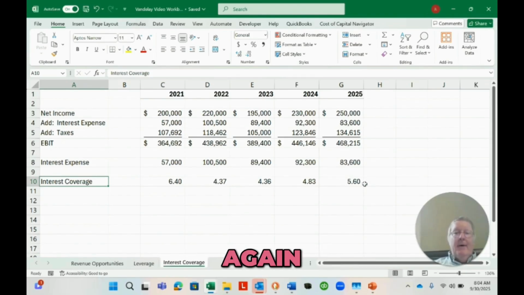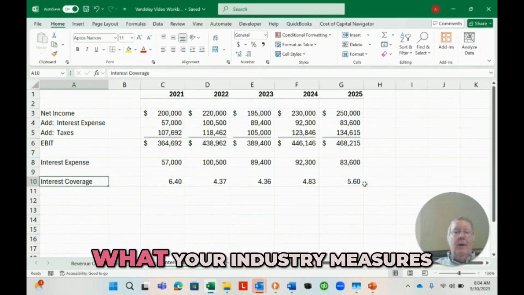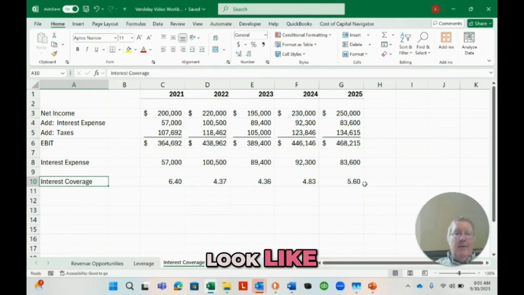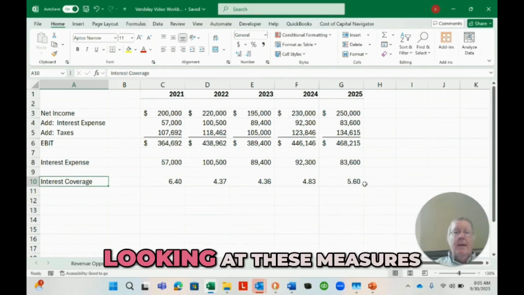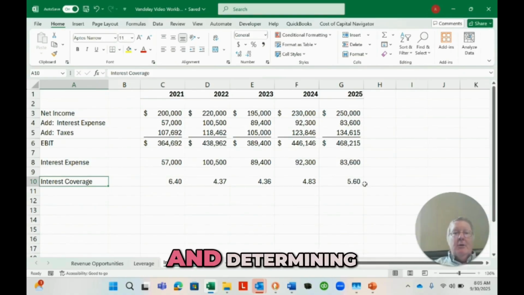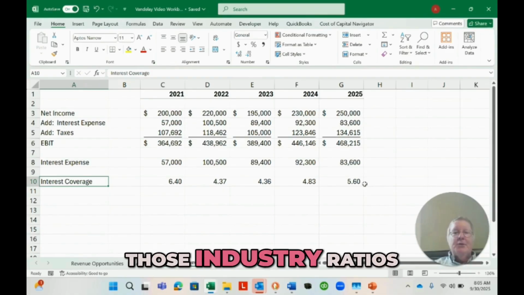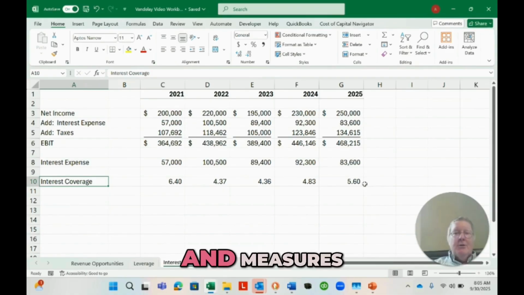Okay? Again, though, I caution you, understand what your industry measures look like, right? That's going to give you a good benchmark in terms of looking at these measures and determining if we're lower or if we're higher in any respect. That may not be a bad thing as long as there's an explanation for it. But those industry ratios and measures are very good benchmarks to know.